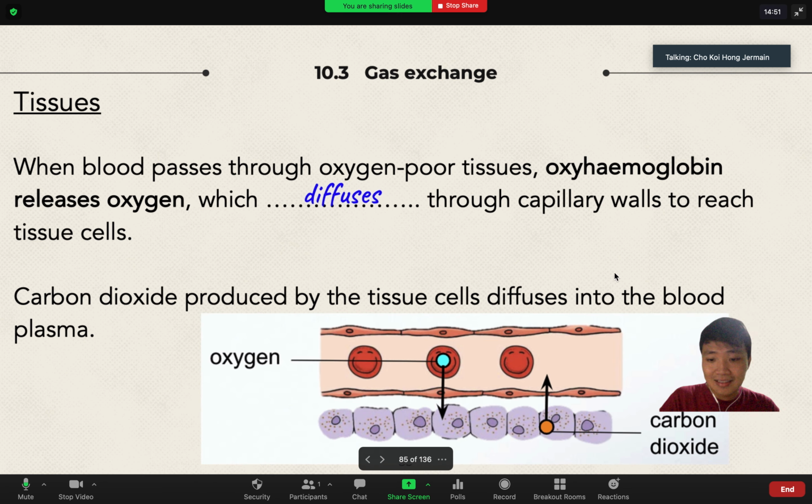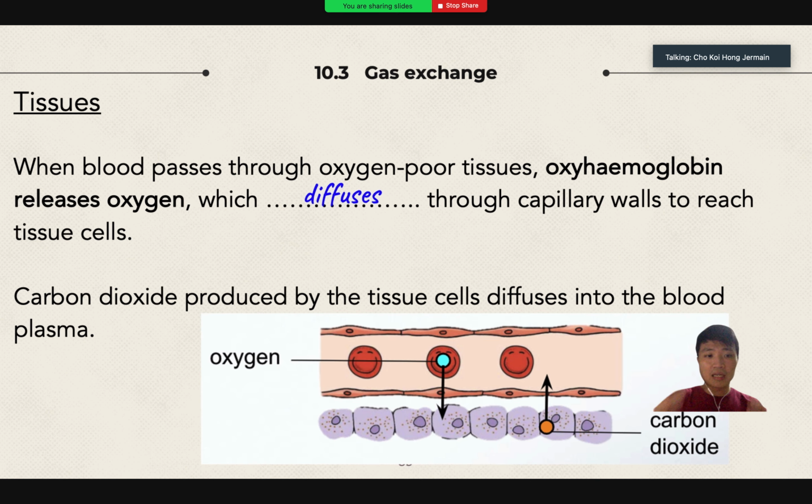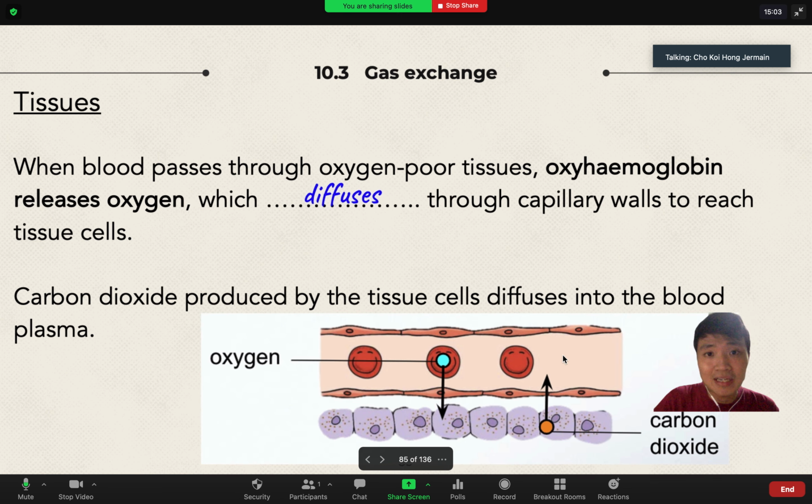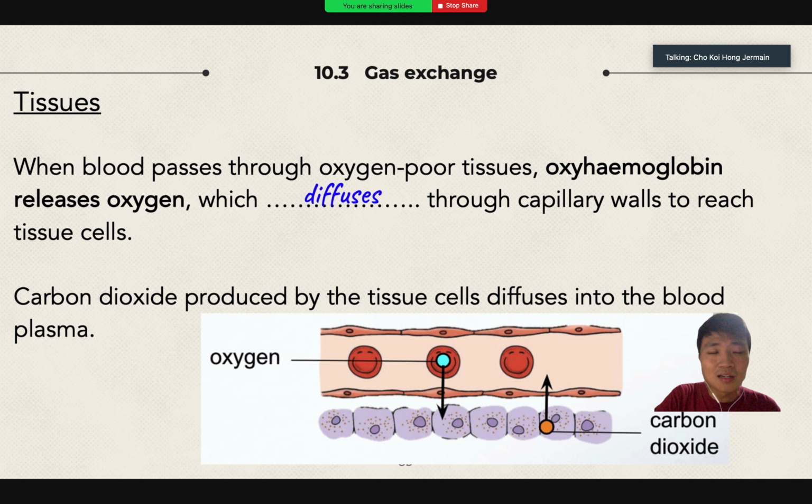At the same time, carbon dioxide produced from respiration in the cells, there's a lot of it, will diffuse back into the blood plasma. The blood plasma is here. Recap your transport in man knowledge: plasma, red blood cell, white blood cell, platelets. So the carbon dioxide will come into the plasma. The oxygen from the oxyhemoglobin in the red blood cell will diffuse into the cells. So the cells have gotten the oxygen they wanted for respiration. At the same time, carbon dioxide goes back into the plasma already.